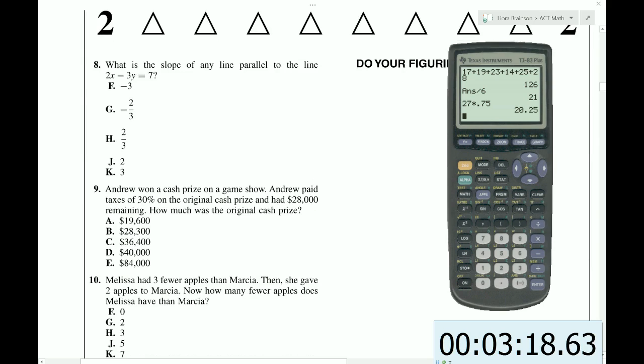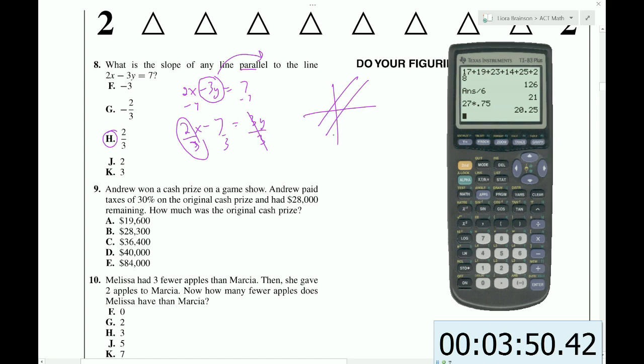What is the slope of any line parallel to the line this? Okay. So what we'd like to do here is get this into y equals form. So one way to do that is to swing this 3y to this side, making it positive 3y, and then minus the 7 to this side, making it 2x minus 7. Then finally we divide by 3 on each and every item, and we end up with 2/3 as our slope. Any line parallel, of course, would have the same slope because they have to be pitched at the same angle.